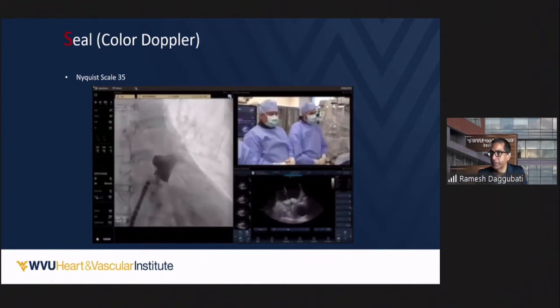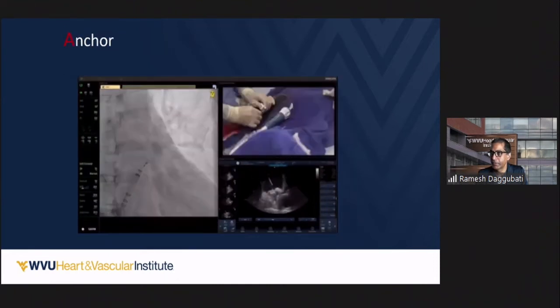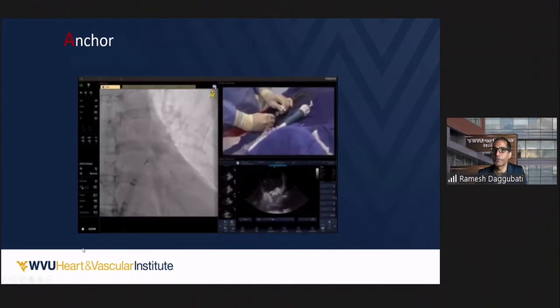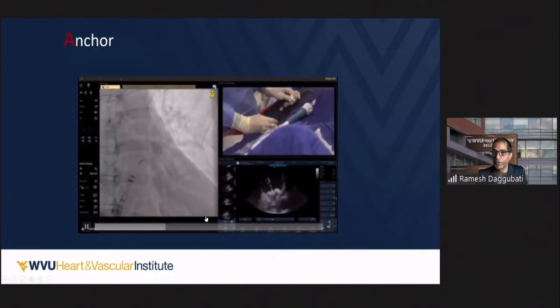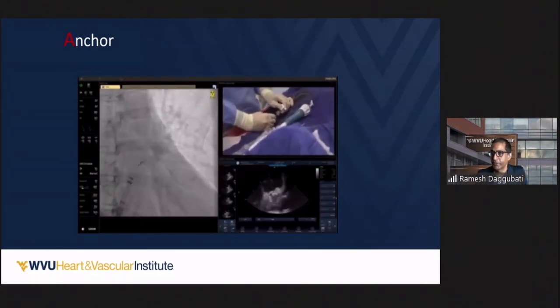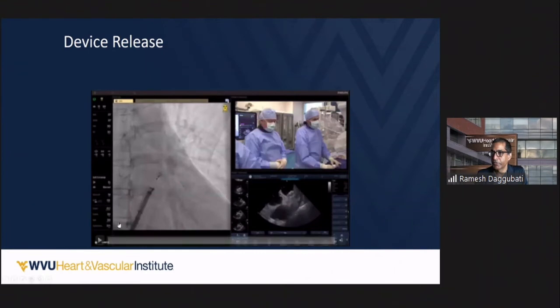Okay. So let's just do a color, please, Melissa. Okay, and then you look at the anchoring, both by tug test, and that you can actually see on the ICE as well. Here, the patient passed anchoring, and so then the device is released without any problems.